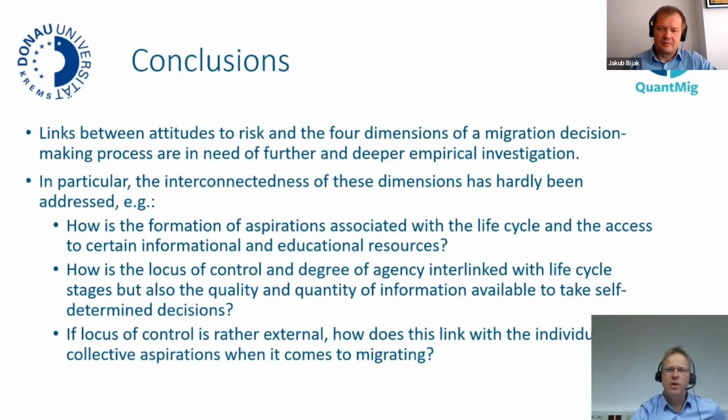But other questions also remain unaddressed, such as how is the formation of aspirations associated with the life cycle and the access to certain informational and educational resources? Or how is the locus of control and degree of agency interlinked with life cycle stages, but also the quality and quantity of information available to take self-determined decisions? Or, for instance, if the locus of control is rather external, how does this link with the individual versus collective aspirations when it comes to migrating?